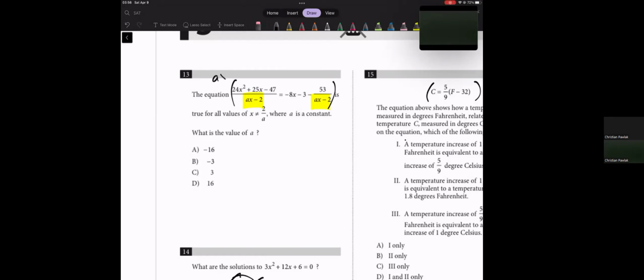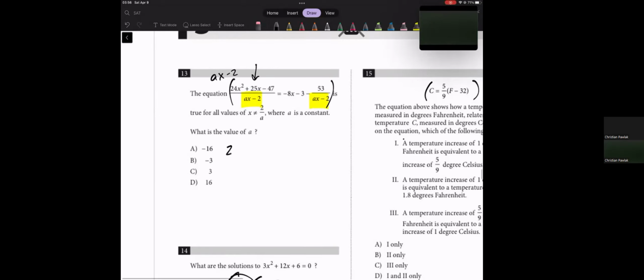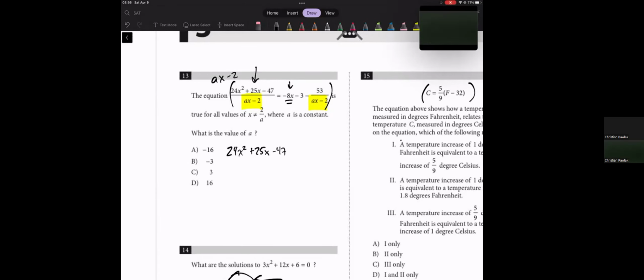So if I multiply something by ax minus 2, it's going to cancel out the ax minus 2 here. So what am I left with? 24x squared plus 25x minus 47. What's going to happen if I multiply ax minus 2 to this thing? Because this thing is kind of standing alone. I'm going to say this equals -8x times ax minus 2. What happens when I multiply by -3? It's going to be -3 times ax minus 2. And what's going to happen when I multiply by -53? Again, those denominators are designed to cancel each other out.